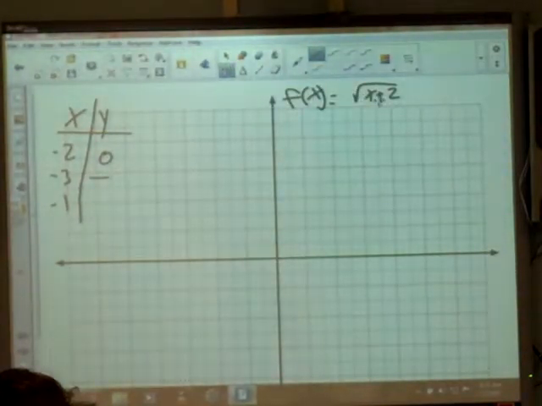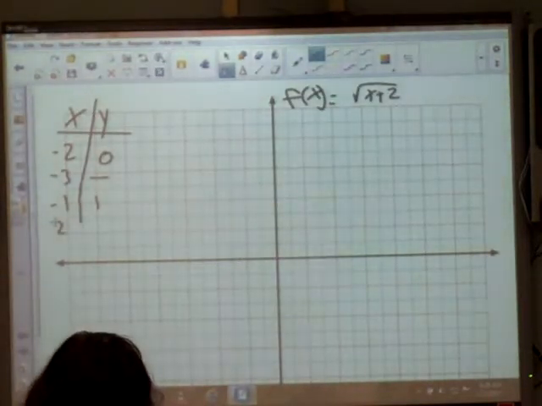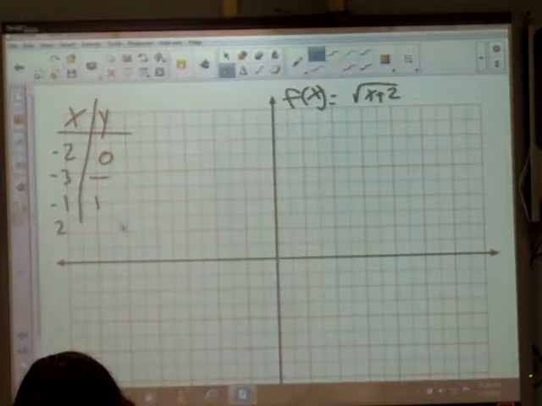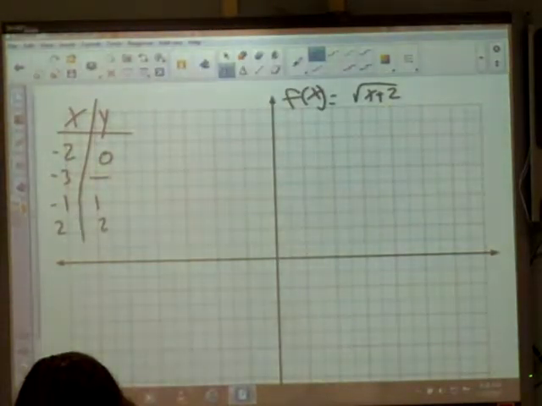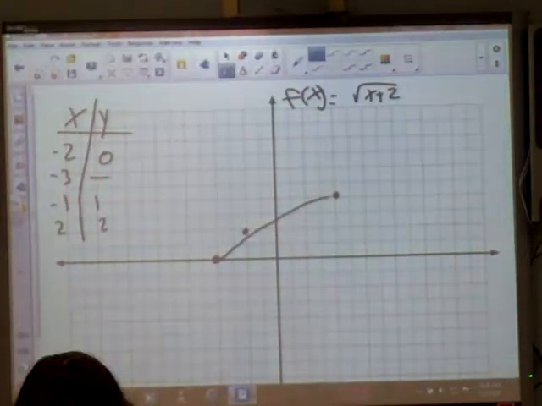Negative 1 plus 2 is 1. The square root of 1 is 1. 0, that's not going to give me a whole number. I'm going to stick with whole numbers. So 2 would be my next one. 2 plus 2 is 4. Square root of 4 is 2. So if I look at graphing those there, I've got negative 2, 0. Negative 3, we couldn't graph. Then I got negative 1, 1. 2, 2. So that'll be like a sideways half parabola going through there.